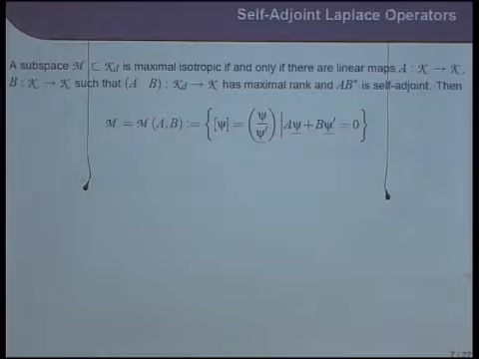First of all, this is a simple thing which is quite easy to verify. Subspace M is maximal isotropic if and only if there are two matrices, finite dimensional maps, A and B, such that (A, B), in block matrix notation, has maximal rank, and A B star, Hermitian conjugate, is self-adjoint. Then the corresponding subspace is maximal isotropic, and vice versa. Any maximal isotropic subspace can be parameterized in such a way.